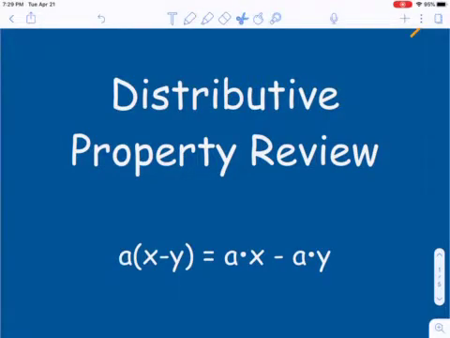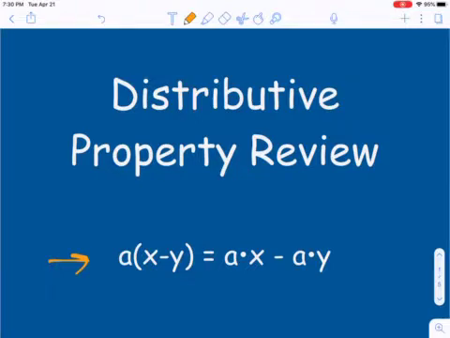Hey guys, as we move forward into our last lesson on multi-step equations, I feel it's really important for us to go over the distributive property because it's used a lot in the lesson. If you look down here at the bottom of the page, I've got an example of the distributive property, and this is a general case of it.